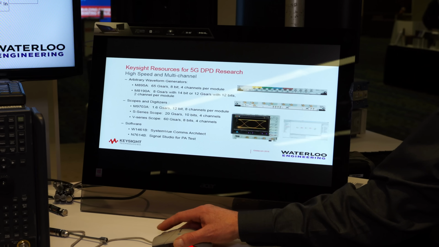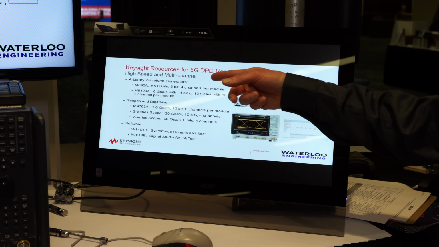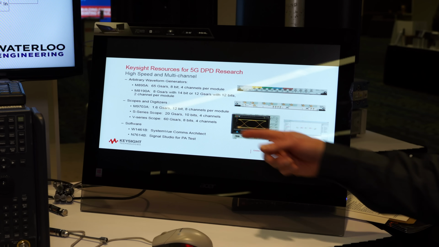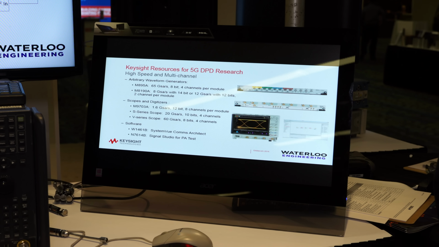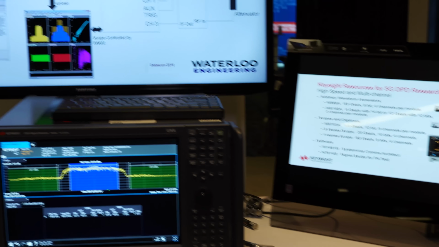So what we're using for that is a collection of instruments that we use for our research projects. They're primarily high-speed arbitrary waveform generators and high-speed digitizers and scopes. And these instruments allow us to have the very wide bandwidths that are needed for this type of DPD. So let's take a look at the system that we're actually showing here.